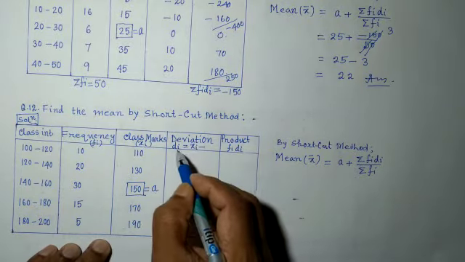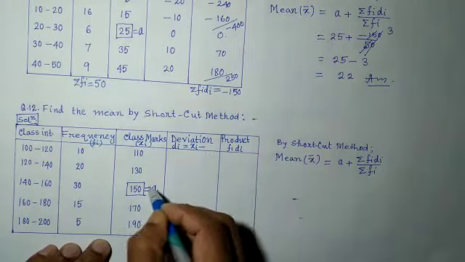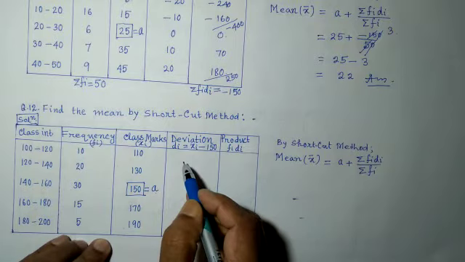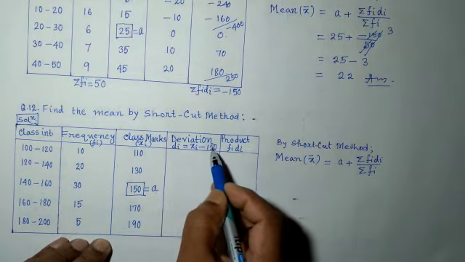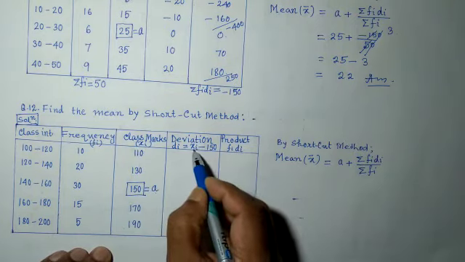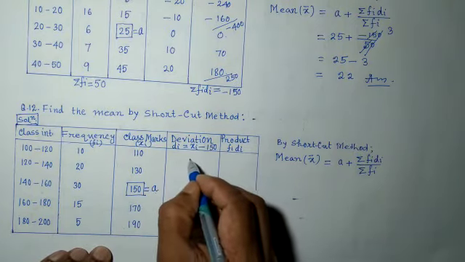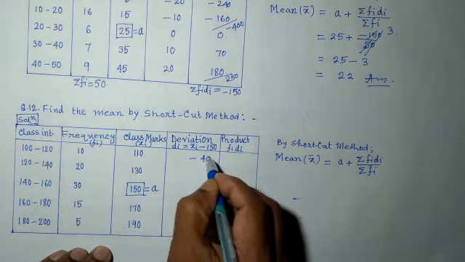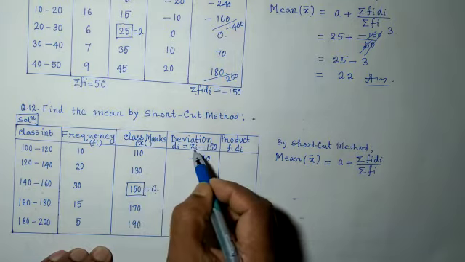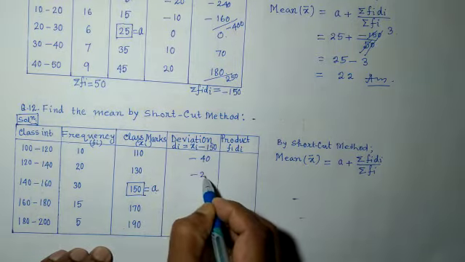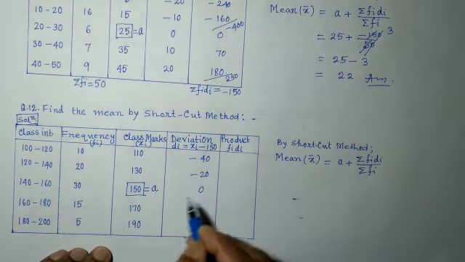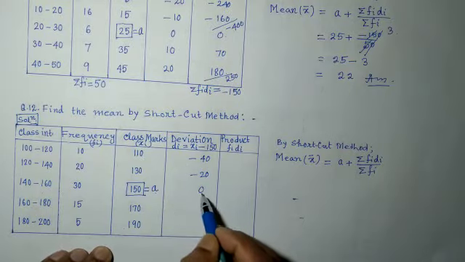So in the deviation formula, xi minus a, where a is 150, we write here, and then we calculate di equal xi minus 150. In the first line, xi is 110. Mentally, 110 minus 150 is minus 40. Then in the second line xi is 130, so 130 minus 150 is minus 20. And the third line, 150 minus 150, is 0. In the line of a, the value of di is always 0.